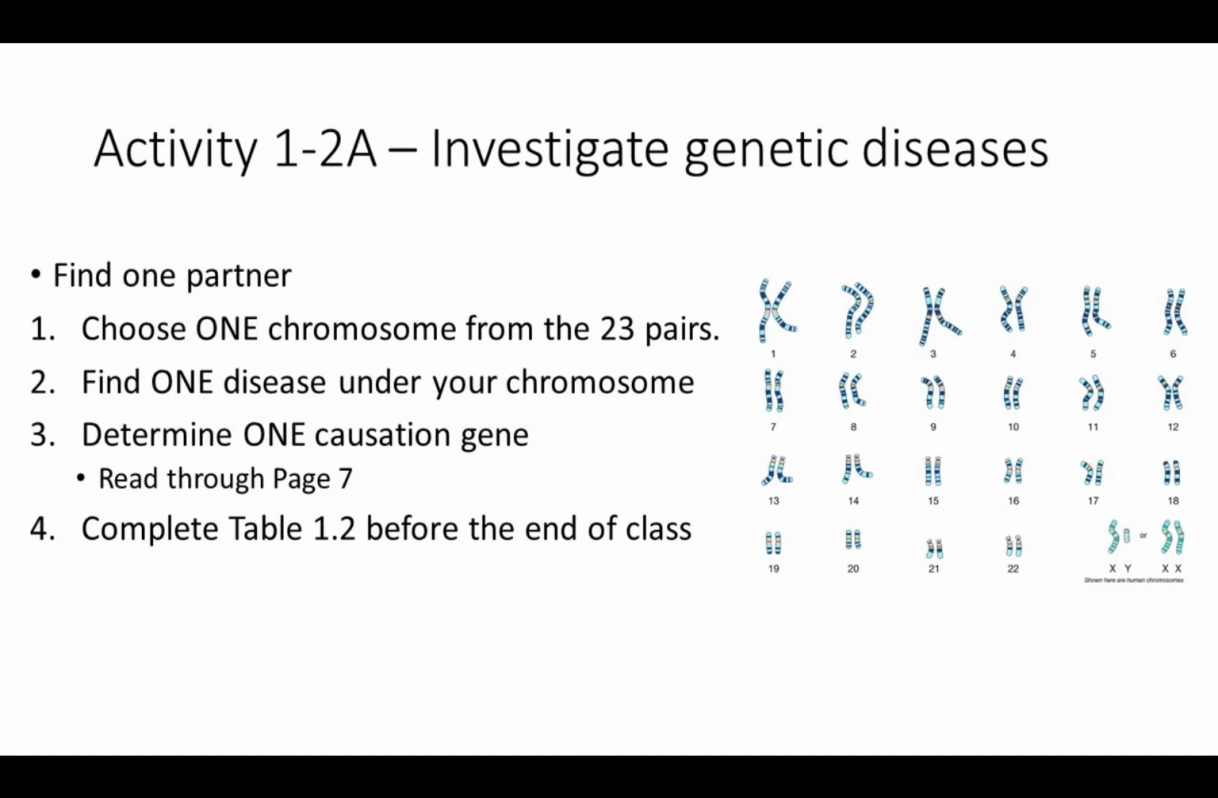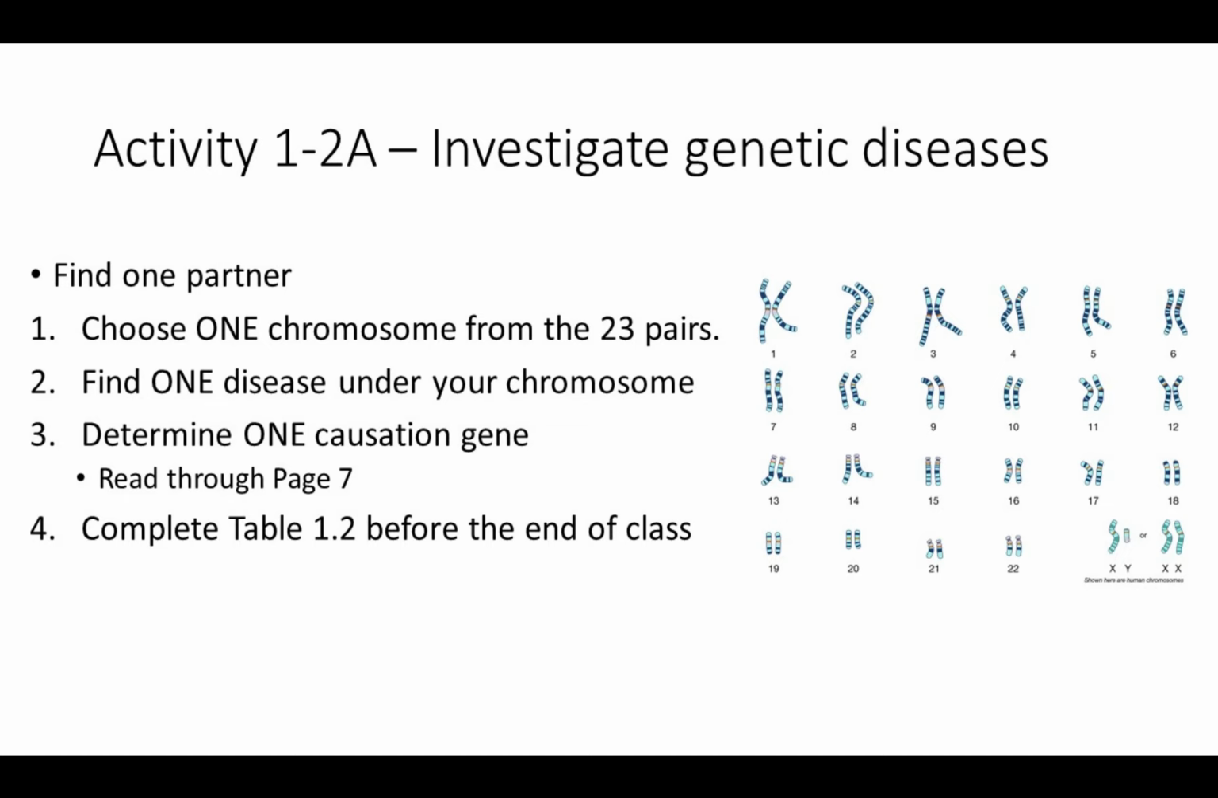You guys good? Okay. So, within your group, what you're going to be doing is that you're going to choose one chromosome of the 23 pairs. Each of these are different chromosomes. You see that? So you're going to choose one of them. It can be any one of them, or it's up to you how you want to do it. But basically you have to choose one chromosome. From that one chromosome, you're going to find one disease under your chromosome.